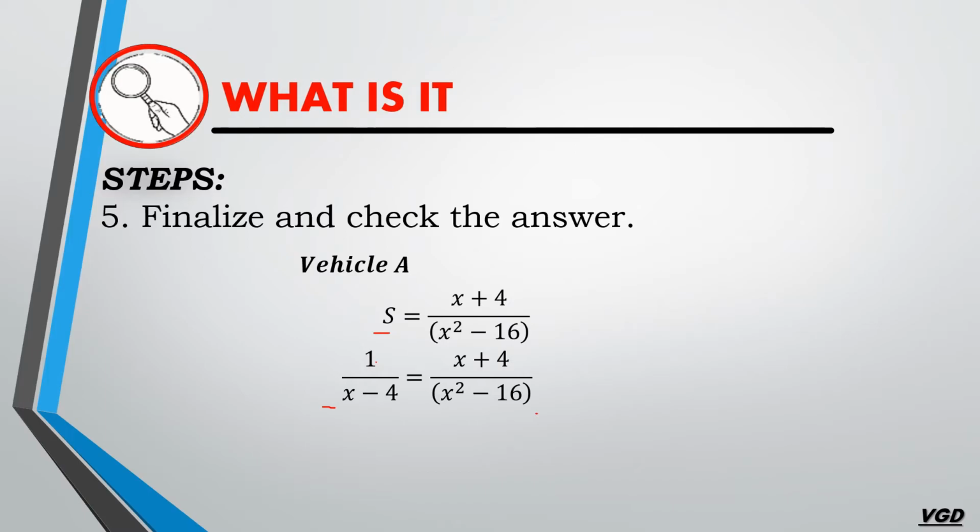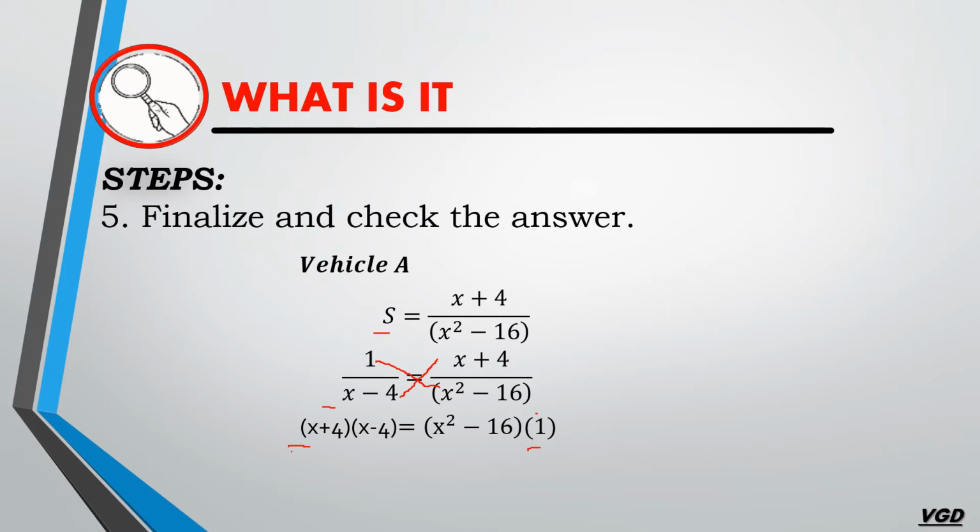So we have to cross multiply the numerator 1 to the denominator of the opposite expression, which is x squared minus 16. And also the numerator x plus 4 to its opposite denominator, x minus 4. So we will be able to have the quantity of x plus 4 times the quantity of x minus 4 is equal to the quantity of x squared minus 16 times 1.